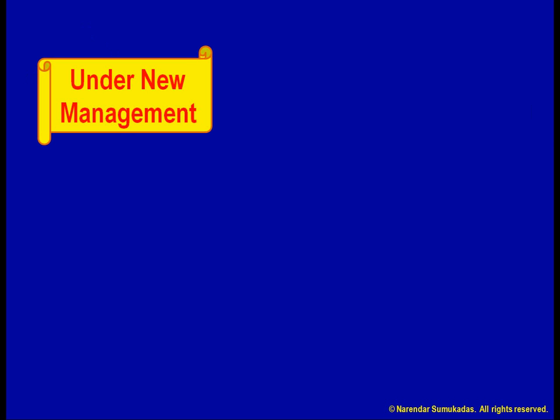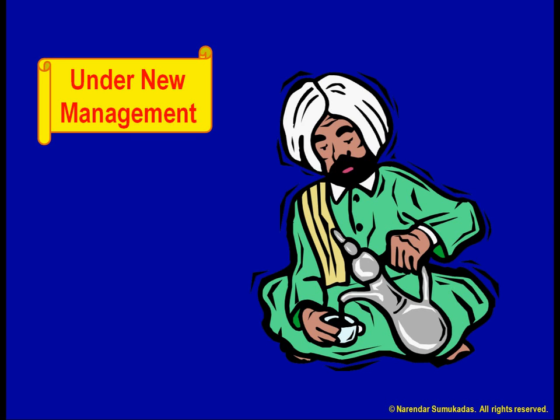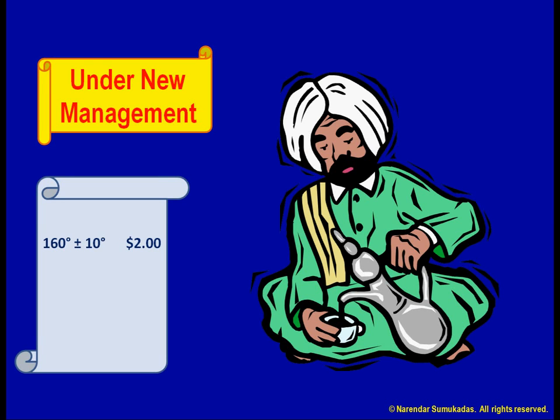After several months, I reopened the restaurant. The sign says, "Under new management." It's just me with a disguise, but the difference is I really am smarter now. Here's what I advertise. If you don't mind coffee at 160 degrees plus or minus 10 degrees, it will cost you $2. If you want coffee at 160 degrees plus or minus 5 degrees, it will cost you $10. If you want coffee at 160 degrees plus or minus 1 degree, it will cost you $20.